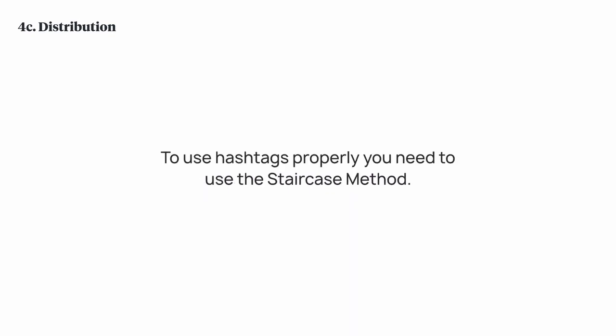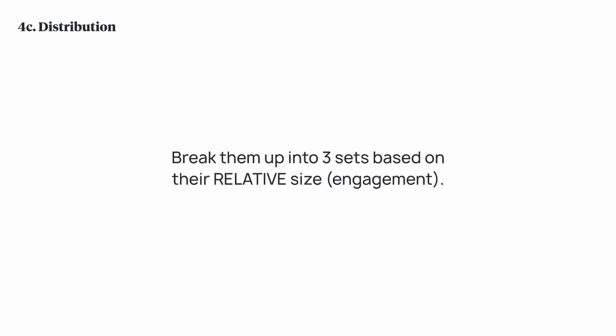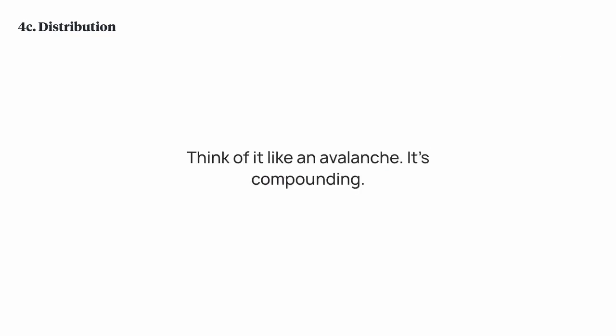And in order to use it carefully, you need to implement something called the staircase method, right? You use anywhere from 24 to 30 hashtags per post, 30 being the absolute max. Any more than that, Instagram is going to think that you're spamming. I typically keep it to 24 just to be safe, but that's all you need, right? What you're going to do is break them up into 3 sets based on their relative size, or the amount of engagement happening within that hashtag. The engagement from the small hashtags ranks you on the medium ones, and the engagement you get from the medium hashtags ranks you on the large ones, right? Think of it like an avalanche.